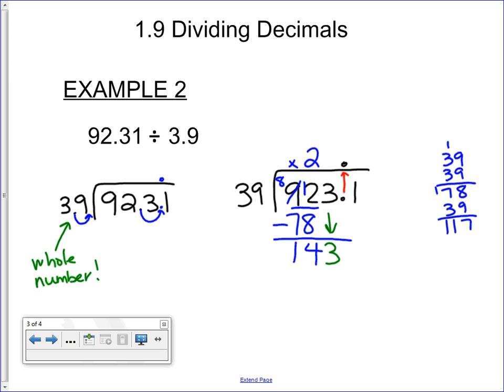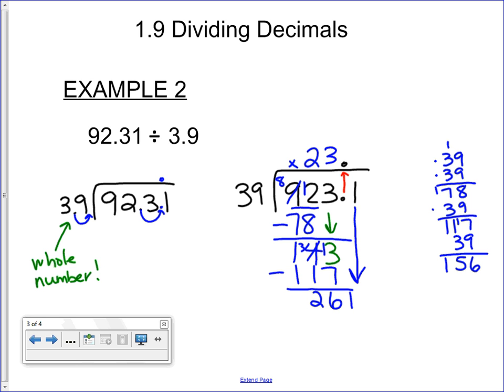And now we have to figure out how many times 39 goes into 143. I'm going to continue my work over here. And I find that 39 goes into 143 3 times without going over. So I put a 3 above. 3 times 39 is 117. And now we're at the subtract step. I'm going to borrow from the 4 and make it a 3. My 3 becomes 13. 13 minus 7 is 6. 3 minus 1 is 2.